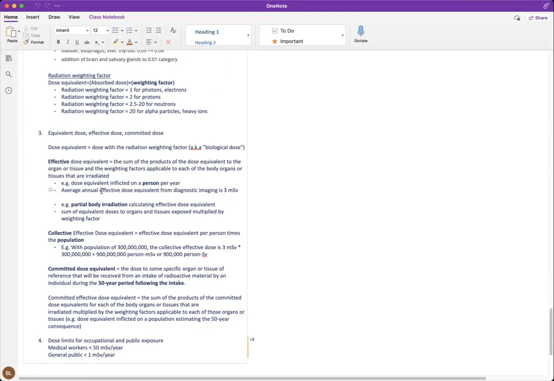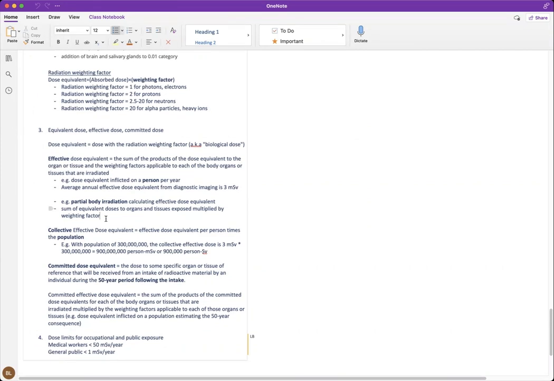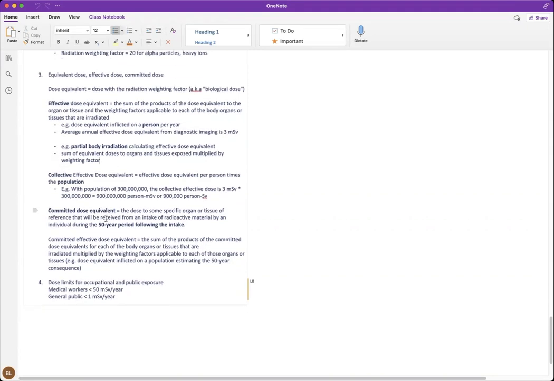We talked about the annual effective dose equivalent from diagnostic imaging is 3 millisieverts. That was the weird thing where they were knowing what's the average dose a person's gonad is receiving per year. Partial body radiation, sum of equivalent doses to organs and tissues exposed multiplied by a weighting factor. Okay. I don't have an example of this, I'm sorry.